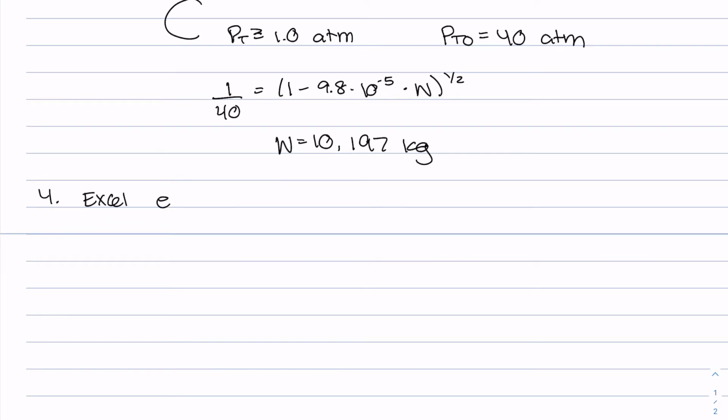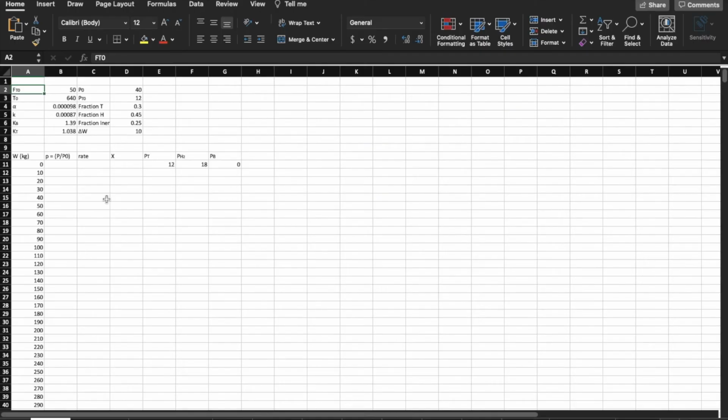Therefore, when we solve, which is step 4, we're going to use Excel to do Euler's method up to 10,000 kilograms. So now solving this problem in Excel, I placed all the given values right there, and I chose my change in weight to be 10.